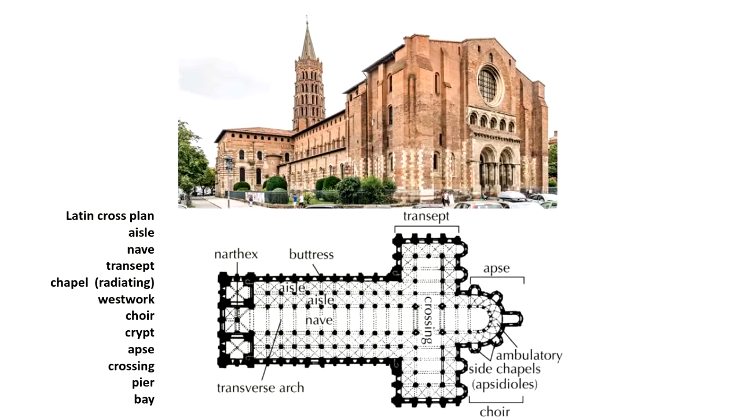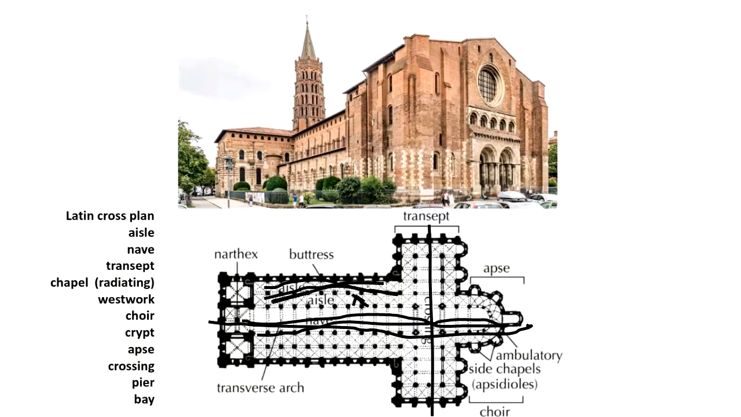So we're almost done. Now let's recapitulate. Let's go over all the terms that we've learned, and hopefully this makes sense. The Latin cross plan, we know this one. It's what we've been used to. The aisle, we've seen that. Now it's a bit bigger, with a bit more space. The X marking the groin vault. We see the nave again. We've seen that before. So far, so good.